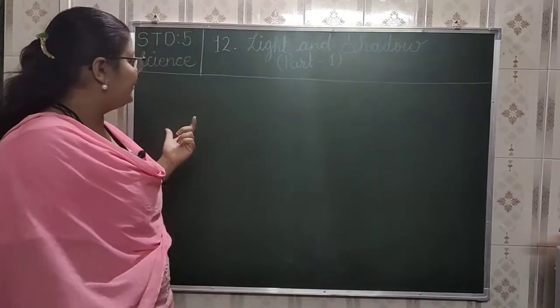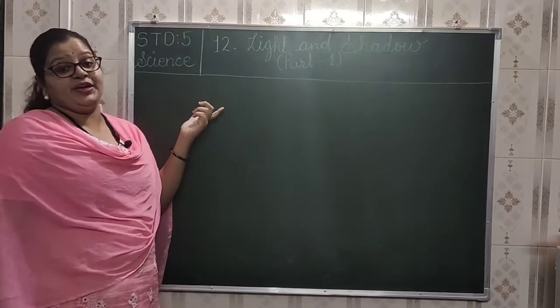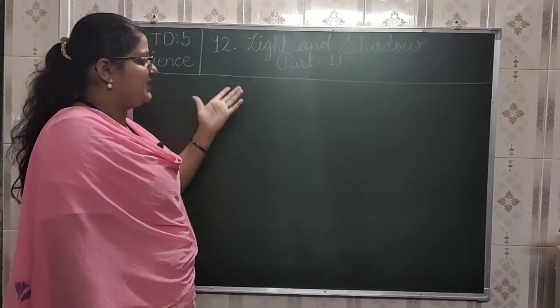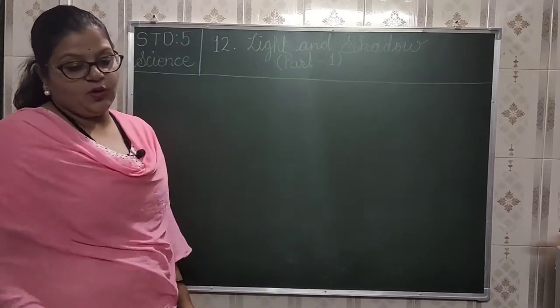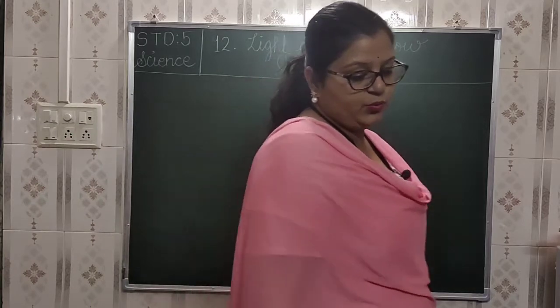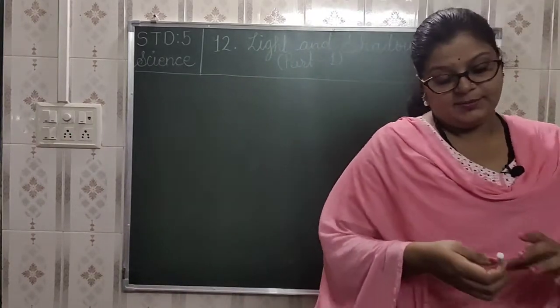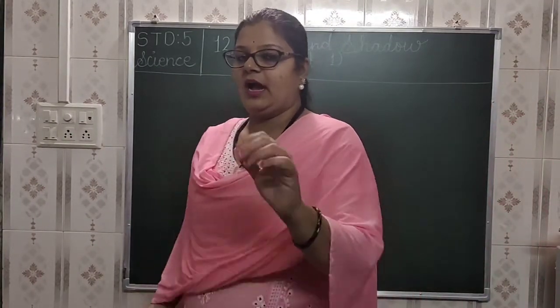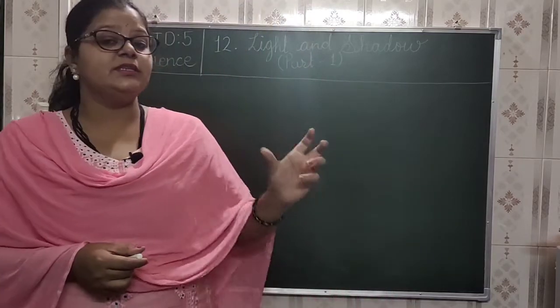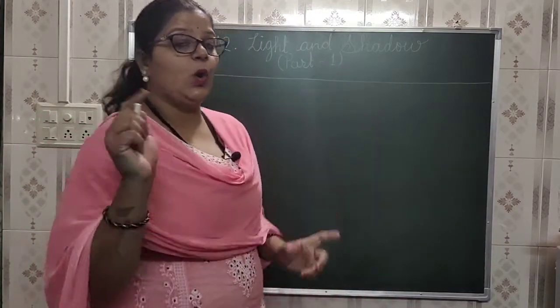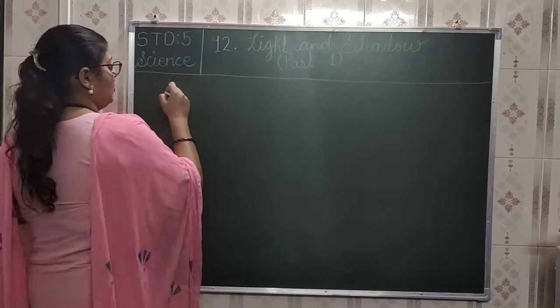Alright, now after the 8th chapter, we're gonna move straight away to the 12th chapter, and the name of the chapter is Light and Shadow. Light and Shadow. That's the 12th chapter that we're gonna see. Remember students, in grade 3, I have only taught you about luminous and non-luminous objects. I have taught you this thing.